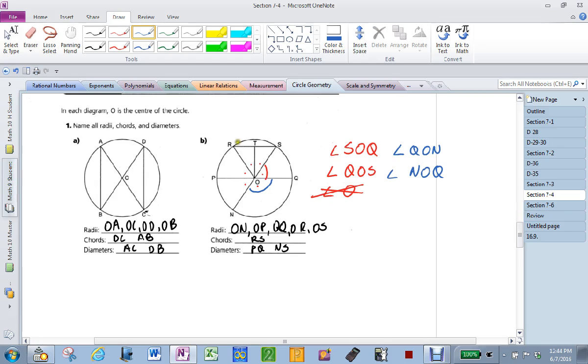Chords? Any point, any segment that connects 2 points on the edge of a circle is a chord. So you just go point to point, RS or SR. Okay?